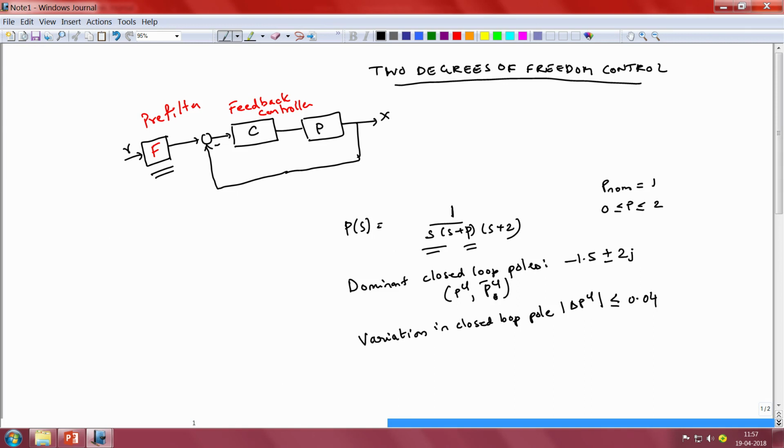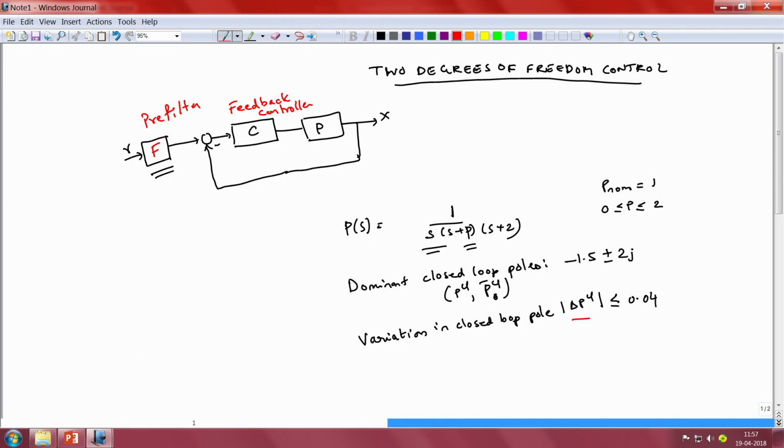Now, what has been specified as far as the variation in the dominant pole is concerned due to the variation in the plant pole location is that we want the variation in the closed loop pole at the point minus 1.5 plus minus 2j to be at most 0.04 units. So, it might wander about in the complex plane, but if one computes the maximum distance that it travels, then that distance should be less than or equal to 0.04 units.